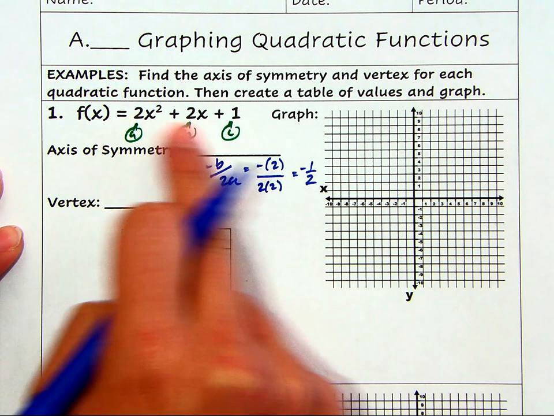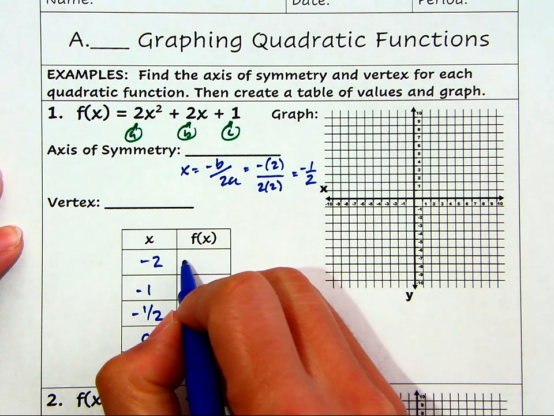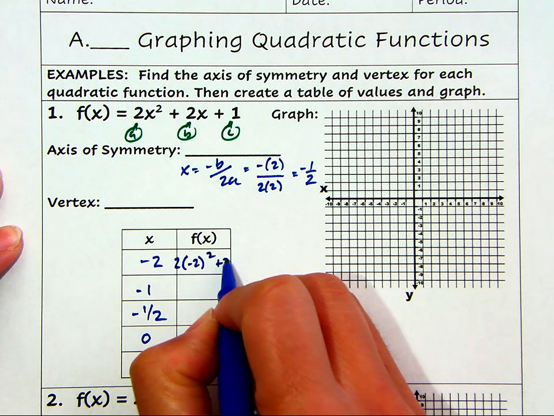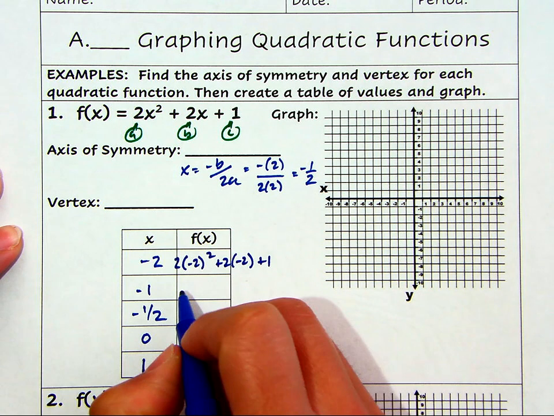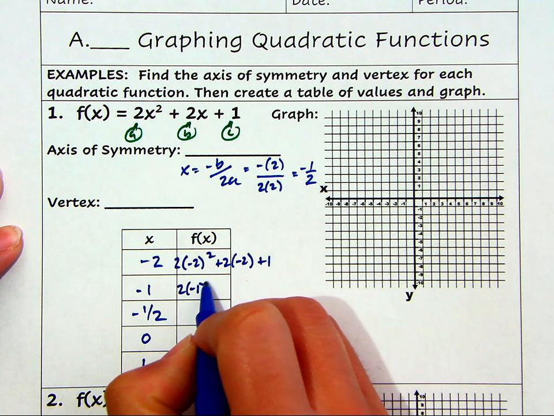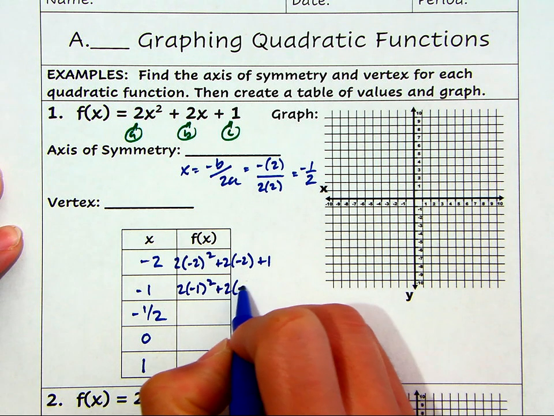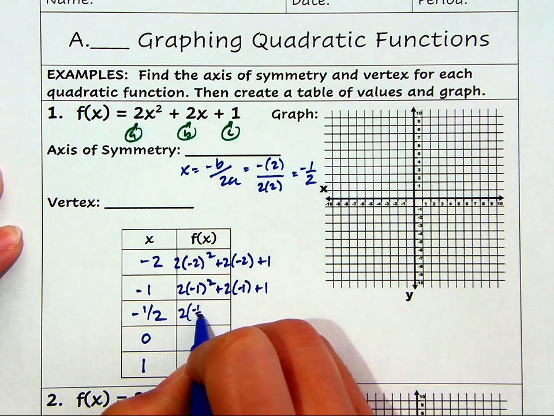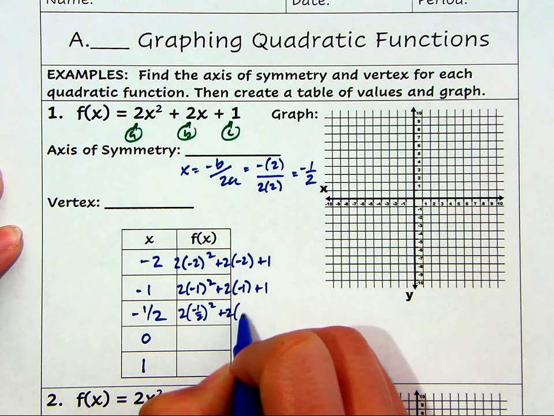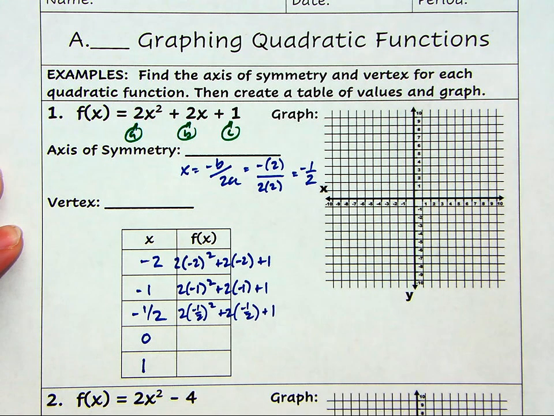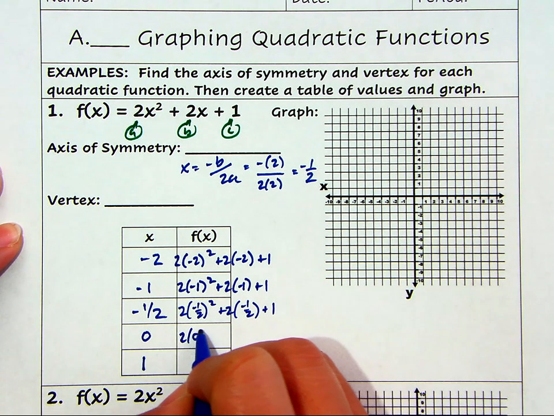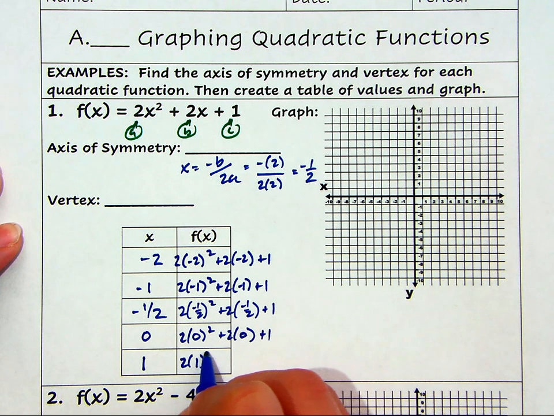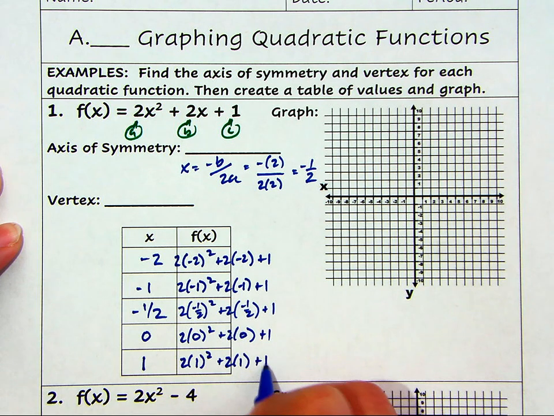So I have 2 times negative 2 squared plus 2 times negative 2 plus 1. I have 2 times negative 1 squared plus 2 times negative 1 plus 1. 2 times negative 1/2 squared plus 2 times negative 1/2 plus 1. 2 times 0 squared plus 2 times 0 plus 1. And 2 times 1 squared plus 2 times 1 plus 1.